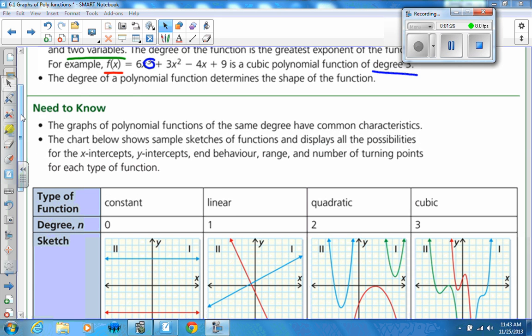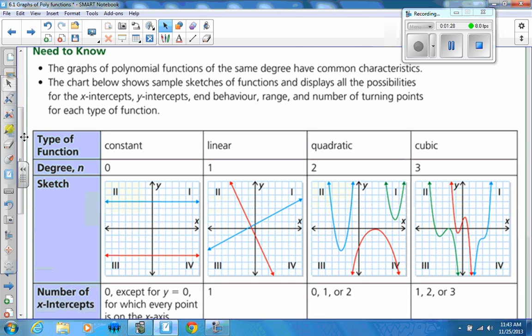So things that you need to know. Okay, so the graph of a polynomial function of the same degree has common characteristics. The chart below shows sample sketches of functions and displays all the possibilities for the x-intercepts, y-intercepts, end behavior, domain, range, and number of turning points of each function.